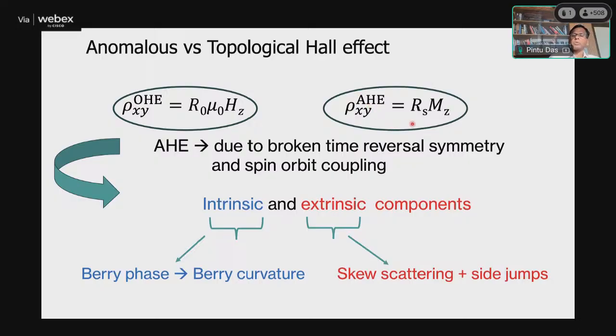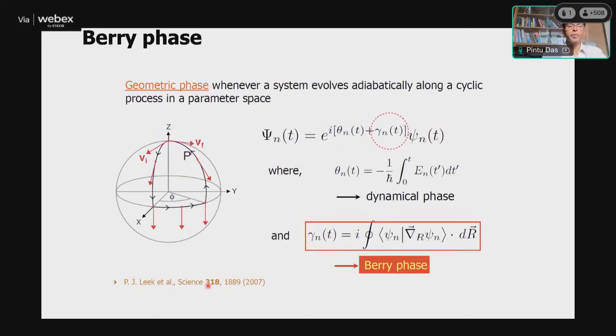Additionally, if it is a magnetic system, you get the anomalous component, which is proportional to the magnetization in the sample. This anomalous Hall effect is due to the broken time reversal symmetry, which leads to magnetization, and also the spin orbit coupling. So this anomalous Hall effect has both intrinsic and extrinsic components. The extrinsic components are skew scattering plus side jumps. Those who are into magnetotransport possibly have studied this. But the intrinsic component is a Berry phase related component, which is because of the spin orbit coupling. So I'll try to discuss what the Berry phase is and how it is important.